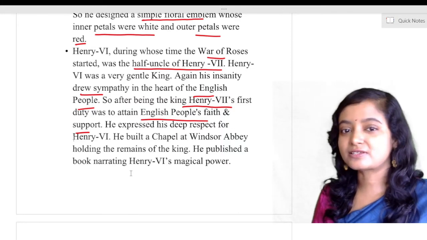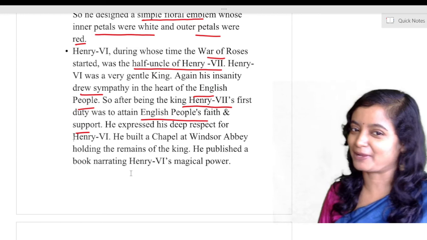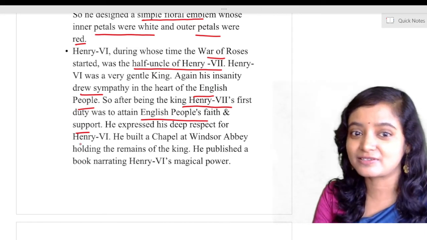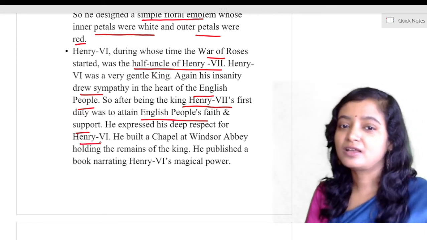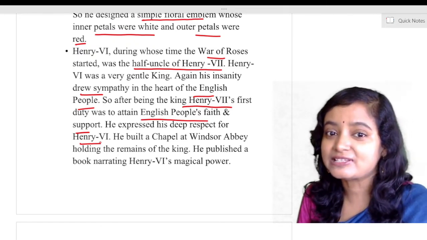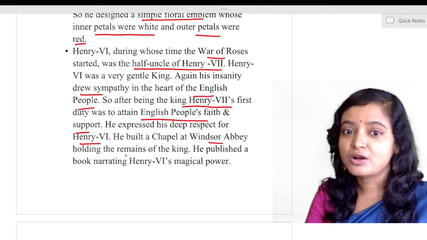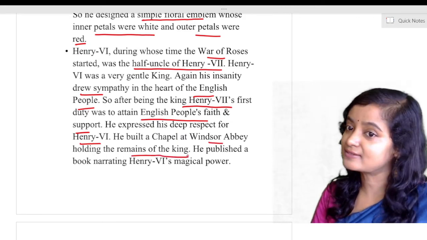How? He showed his respect towards the previous king, whom the English people loved too much. And who was the previous king? He was Henry-VI. Now Henry-VII built a chapel at Windsor Abbey, holding the remains of the king, Henry-VI.